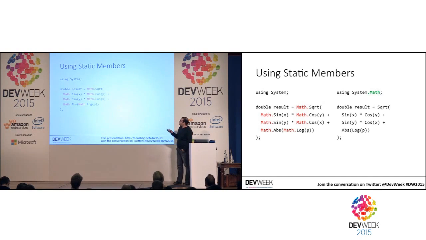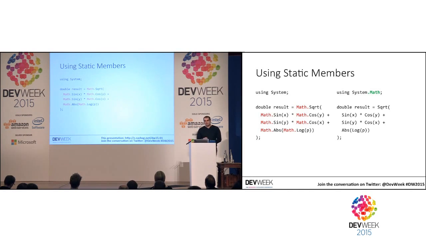The code on the left here is, again, obviously designed to look ugly because there's lots and lots of math in it. So I'm calling this square root function, and then I'm calling sine and cosine and abs and log. And I have to keep tacking this math dot in front of each one. And it's in red, so it's obviously bad.